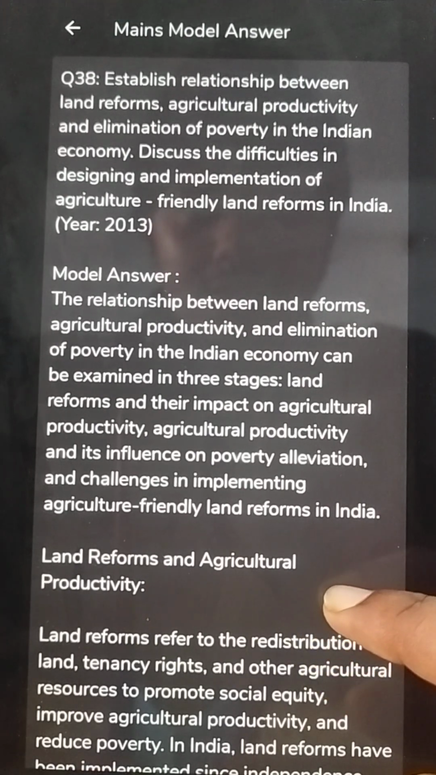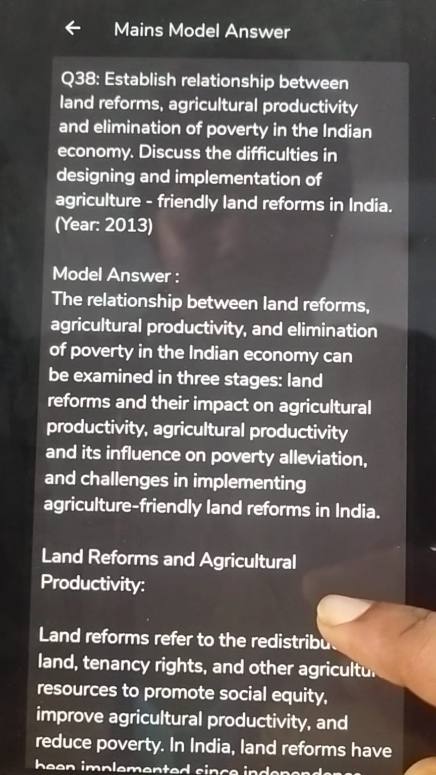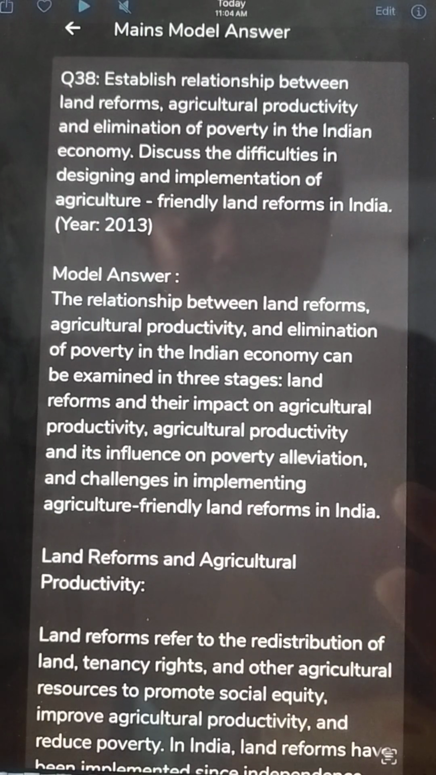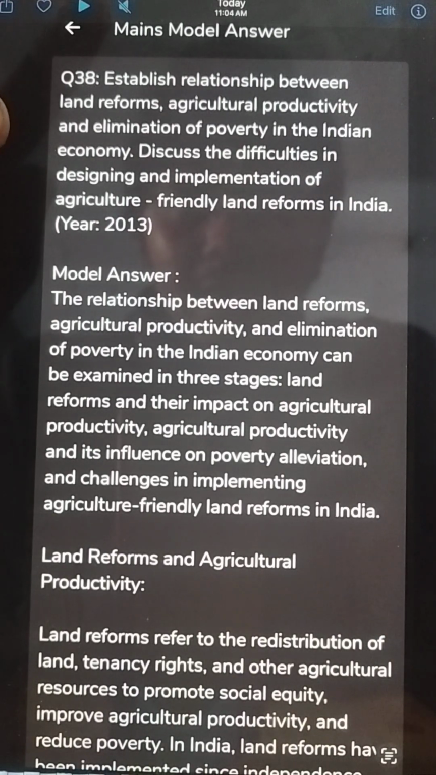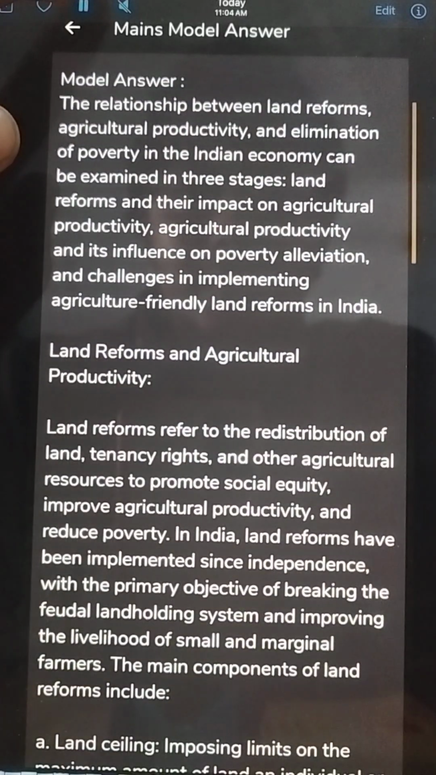Answer: the relationship between land reforms, agriculture productivity, and elimination of poverty in the Indian economy can be examined in three stages: land reforms and their impact on agriculture productivity and its influence on poverty alleviation, and challenges in implementing agriculture-friendly land reforms in India. Land reforms and agriculture productivity.